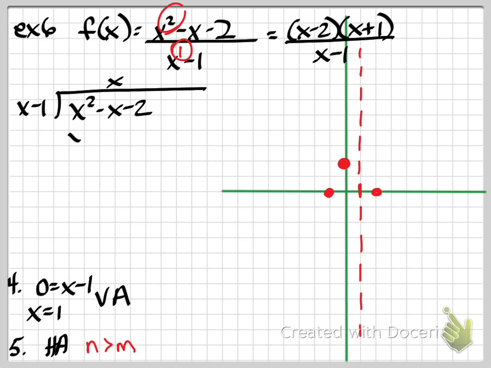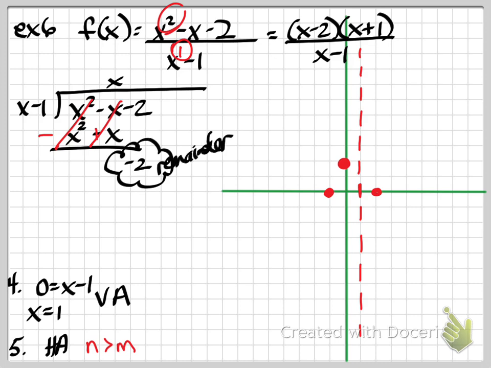x times x is x squared. So we distribute, change signs, gone and gone. So you bring down your next term, and we can't multiply x by anything to get a constant. This is our remainder. And this is the equation of our slant asymptote. It's just y equals x. So for step 5, I would say I have a slant asymptote at y equals x.